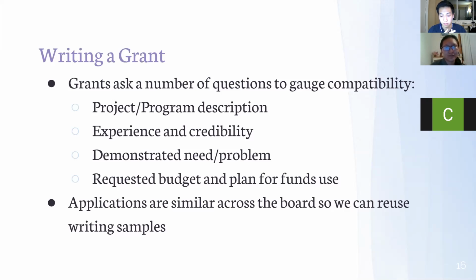Grants have very similar applications, so we can refer to past grants for ideas on how to format and write an application. And obviously, this means that applications are pretty similar across the board, so we can reuse writing samples. Oftentimes, it's just a matter of copy and pasting info from one grant into a new application.